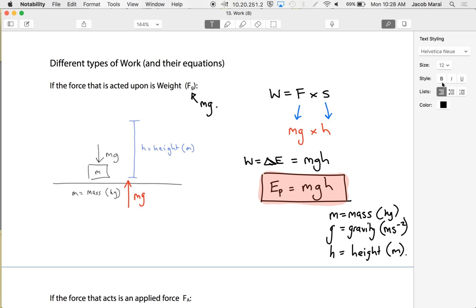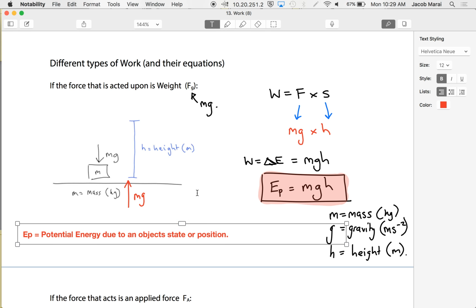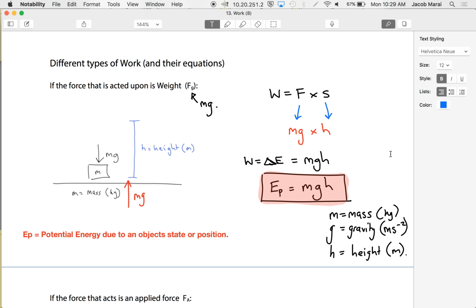And could we just add, you would have probably written this down in year 8 or year 9. We can say, EP equals, and I'll just make it red, potential energy due to an object's state or position. Okay? Due to that object's position above the ground, it has the ability to do work. It could fall back down.